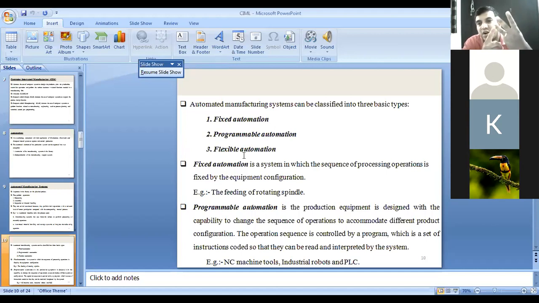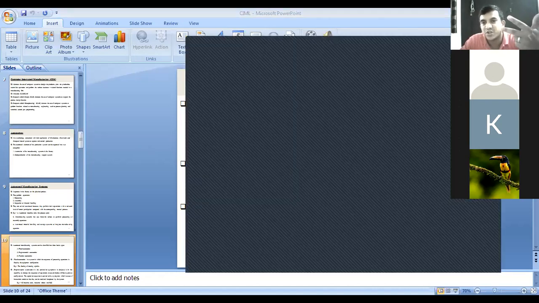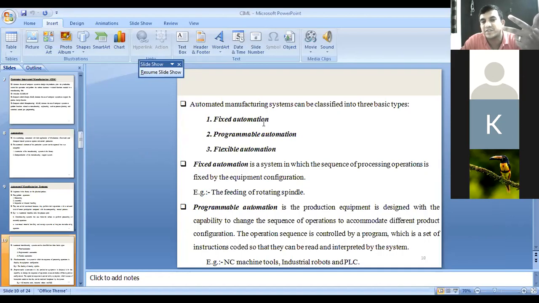First one is product variety, second one is cost, and third one is the production rate. What does product variety mean? In fixed automation, product variety does not occur, it's fixed only. Second, the cost of production is also less, but the equipment cost is more. Third, the production rate is more in fixed automation.